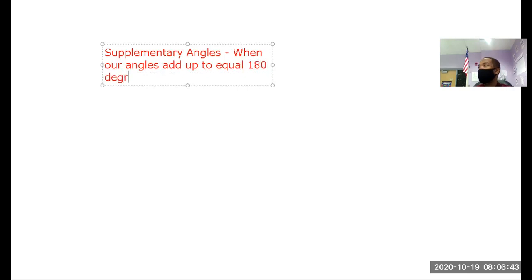The next one we're going to look at is called supplementary angles. So complementary is when two angles equal 90. Supplementary angles is when our angles add up to equal 180 degrees. Similar. It's just that complementary is 90, supplementary is 180. So basically, the angles on a straight line should add up to equal that 180.